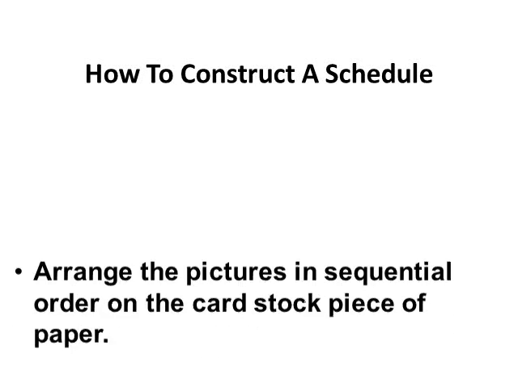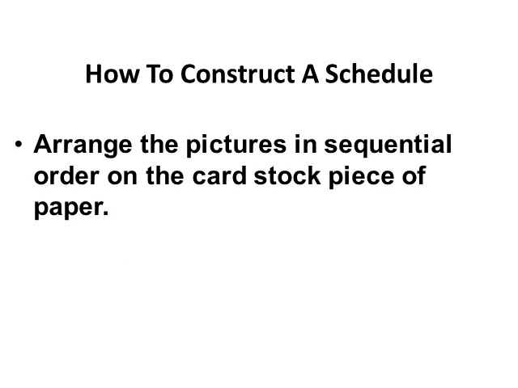Then the next thing that you're going to want to do is to take the pictures and arrange them in the sequential order in which those events or activities are going to occur. Remember, your pictures are representations of an event or an activity. From left to right, just like when you read, you want to arrange those pictures in the sequential order of when they're going to occur on top of that cardstock piece of paper.